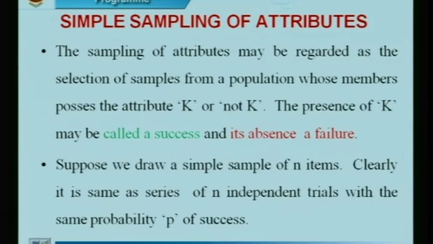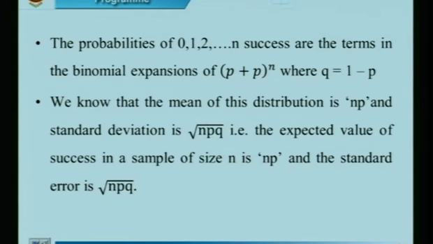Then simple sampling of attributes. Here the sampling of attributes may be regarded as selection of samples from a population whose members possess the attribute K or not K. That means its presence is called success, or its absence a failure. That means if success is not there, obviously we take it as failure. Then the probabilities in terms of binomial distribution.